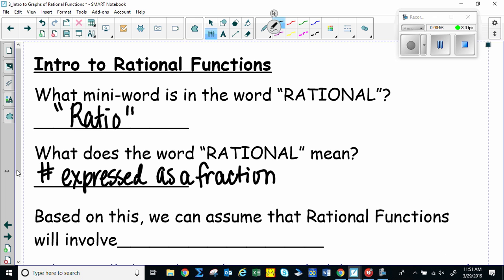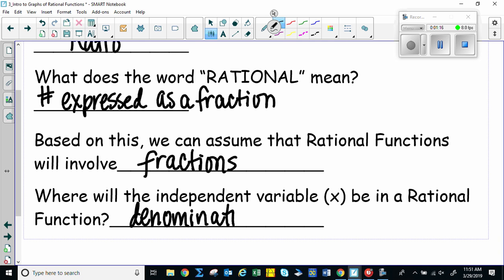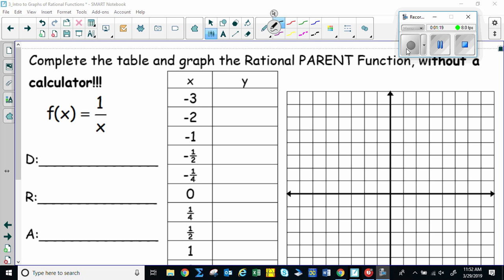All right, so based on this information, I'm just going to tell you that rational functions involve fractions. And we talked about this a little bit yesterday. The independent variable of a rational function will be found in the denominator. Okay, so we've talked about these things. We're just going to formalize these in our notes. We're going to look at 2 parent functions today. The first parent function is 1 over x.